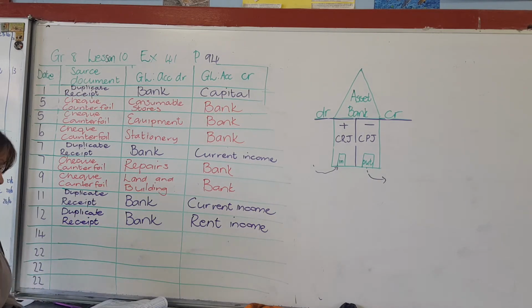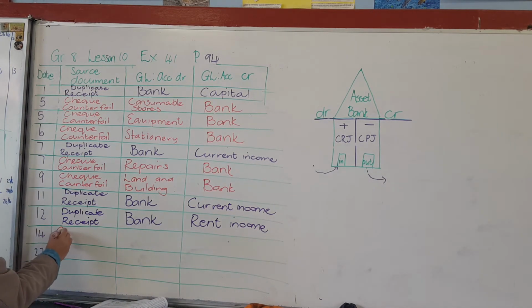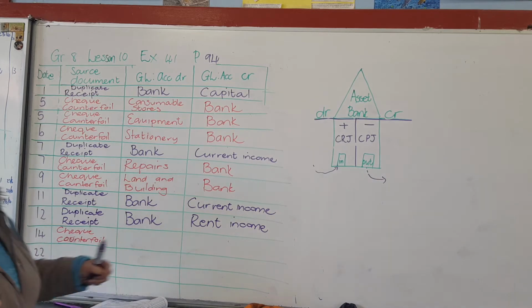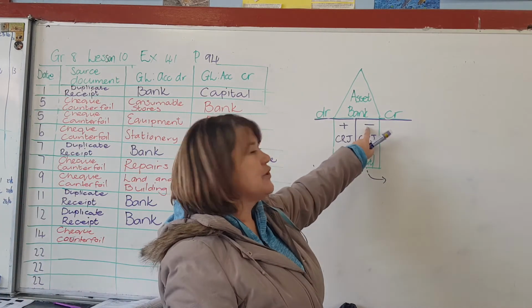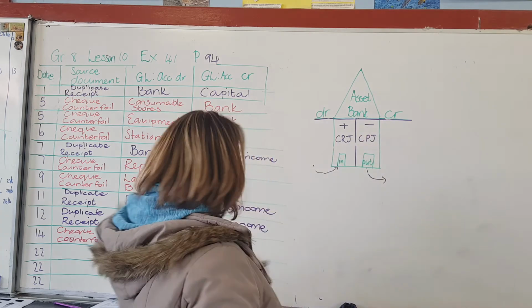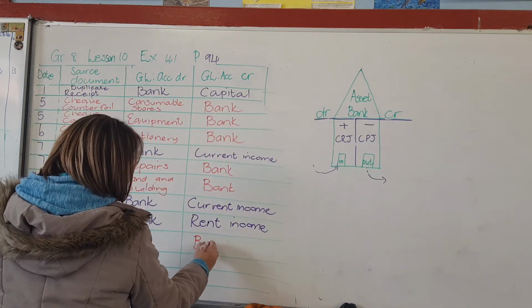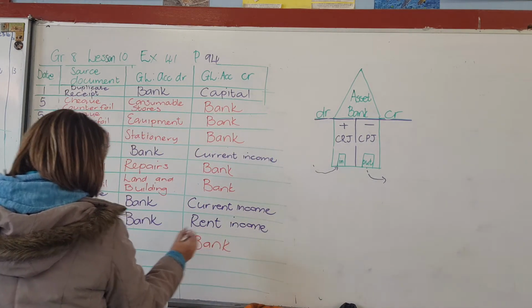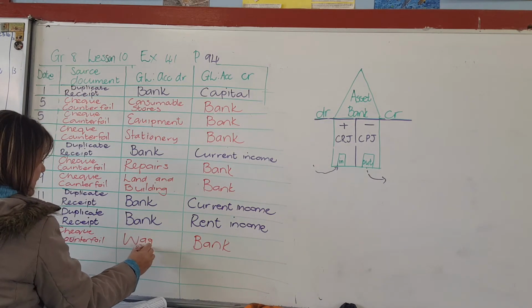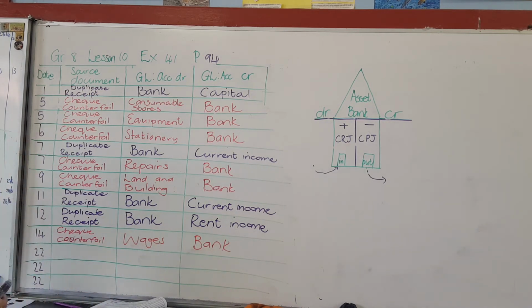On the 14th, paid wages with a check, so it's going to be check counterfoil. I'm trying to write as fast as I can. Made a payment, so your bank's going to be credited, it's decreasing. And what did you buy or pay with that money? Your wages. So wages will be debited.